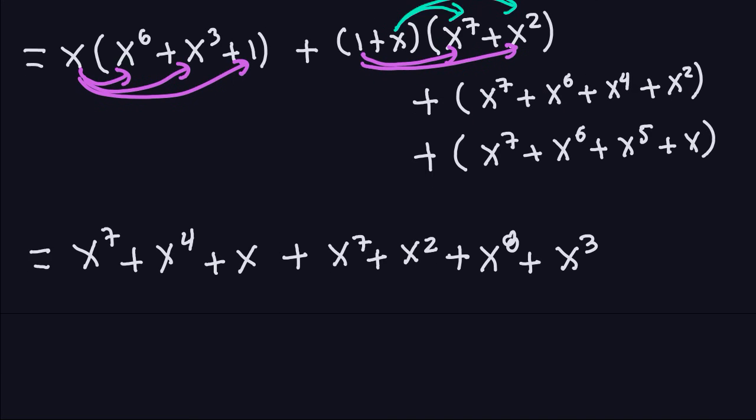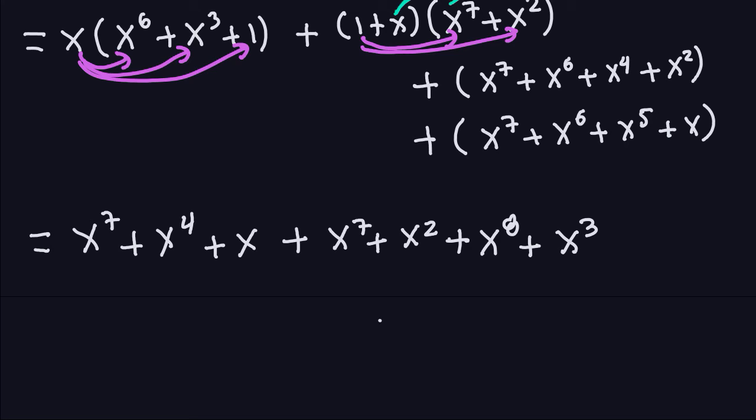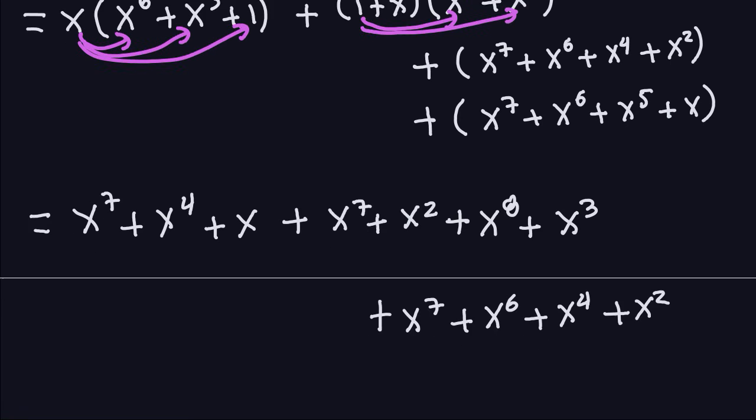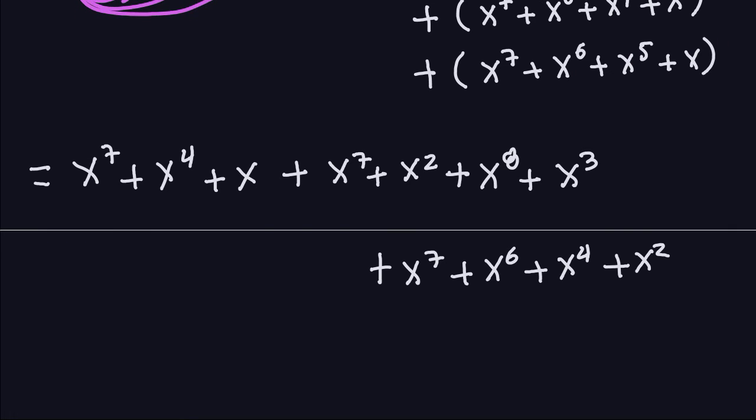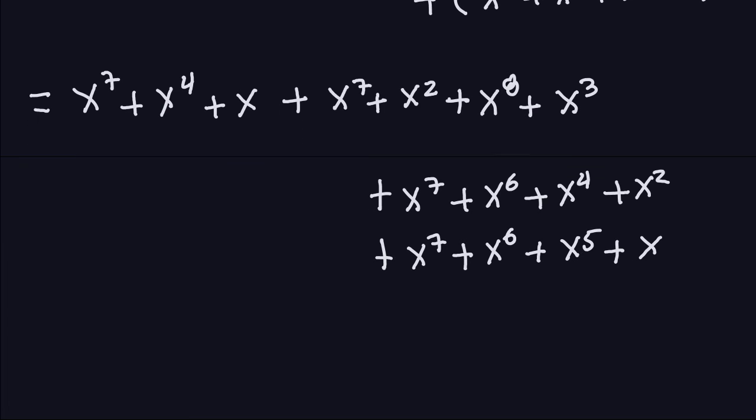So I'm just going to add this. Add here x to the 7 plus x to the 6 plus x to the 4 plus x squared, and then the next polynomial, which is this one right here, will be plus x to the 7 plus x to the 6 plus x to the 5th plus x. And now what I have to do is add like terms. So let's see what we have.